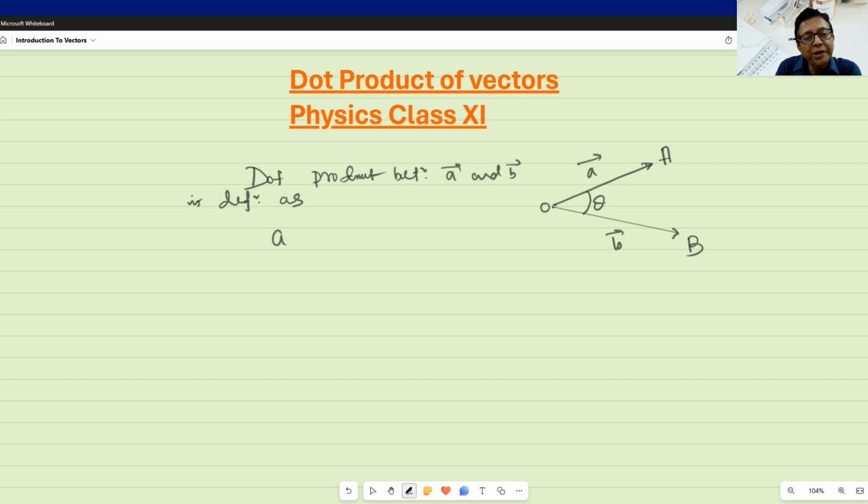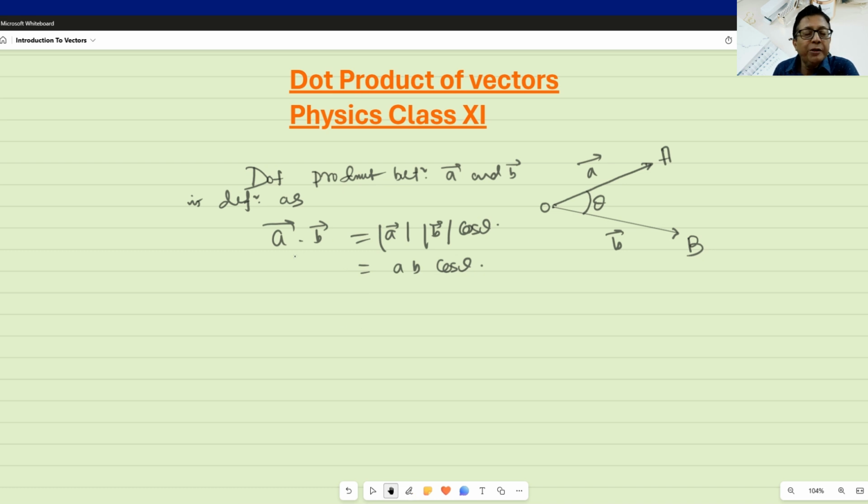A dot B equal to mod A mod B cos theta. You can simply write this as AB cos theta, because mod A you can write as A, mod B as B, and theta is the angle between the two vectors. Angle has no sense here, just angle.